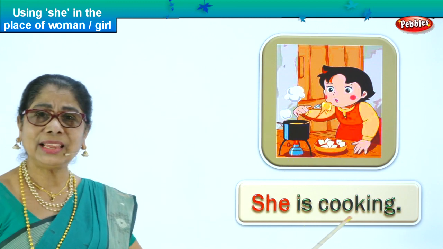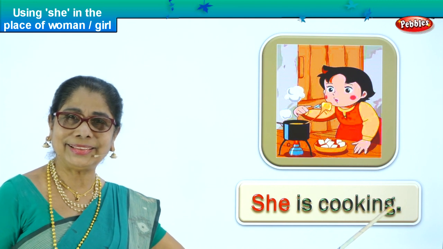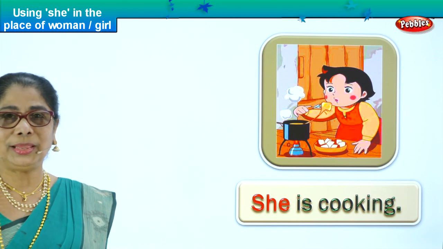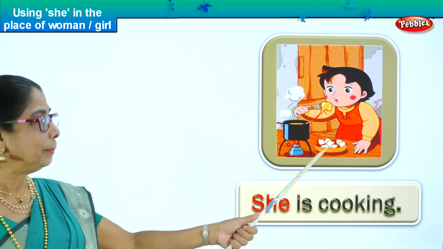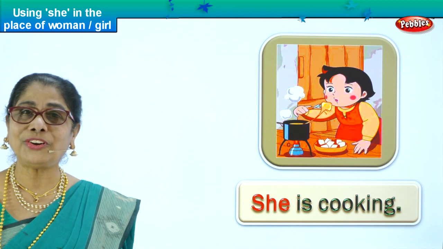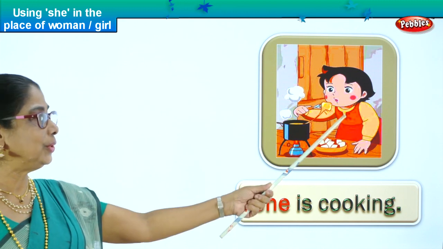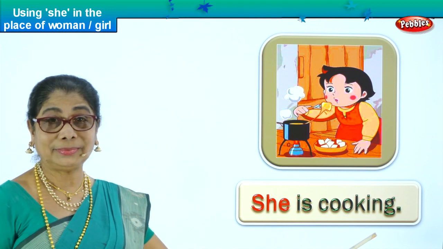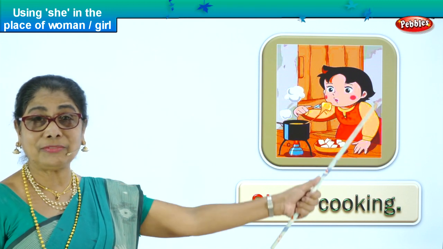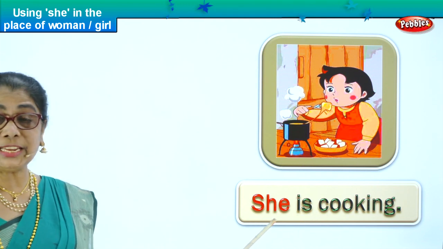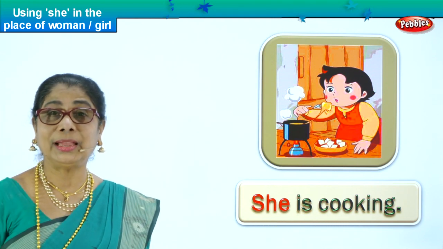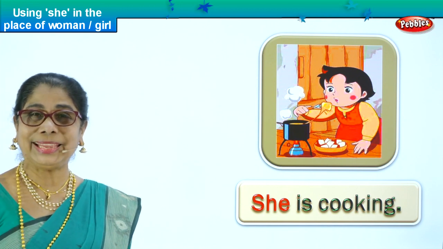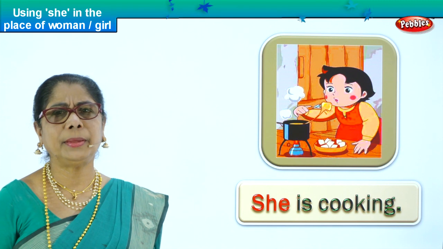What is she doing? She is cooking. What is she cooking? A delicious meal. Or she's making nice cookies for tea for you. What is she doing? She is cooking. Your mama is cooking. Instead of mama's name, we use she. She is cooking a delicious meal, or she is cooking lovely cookies. Let's look at another picture.